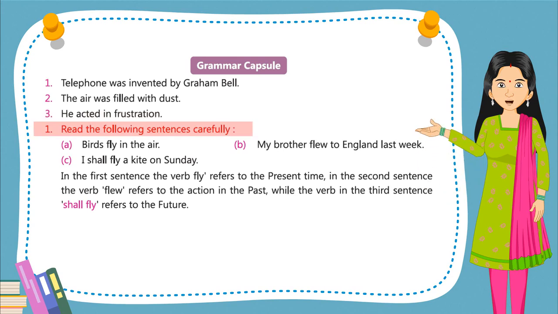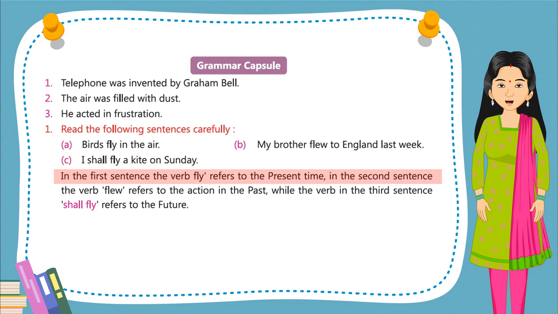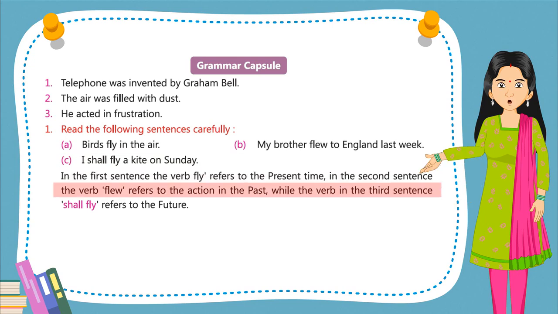1. Read the following sentences carefully. A. Birds fly in the air. B. My brother flew to England last week. C. I shall fly a kite on Sunday. In the first sentence, the verb fly refers to the present time. In the second sentence, the verb flew refers to the action in the past, while the verb in the third sentence, shall fly, refers to the future.